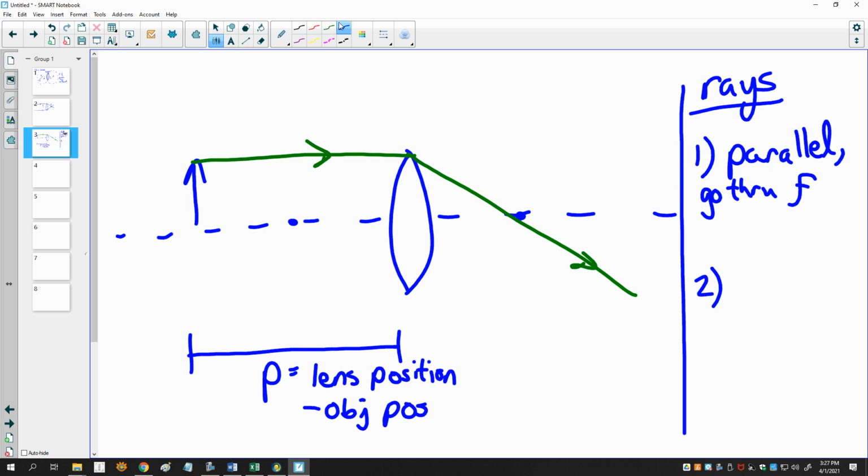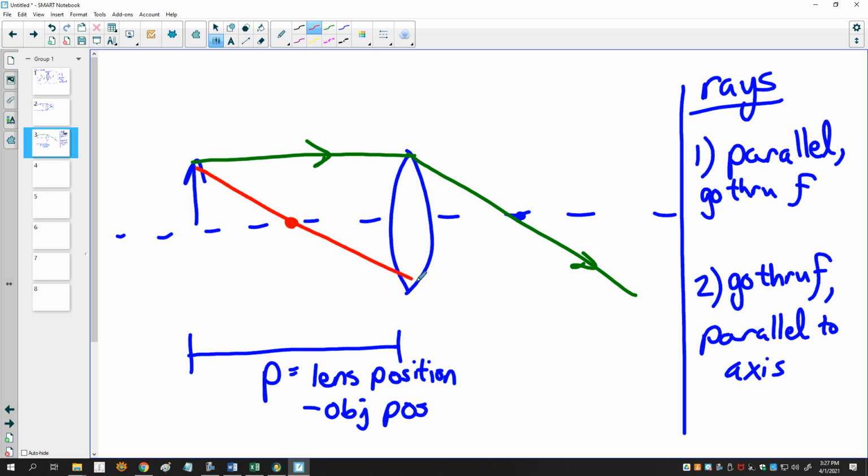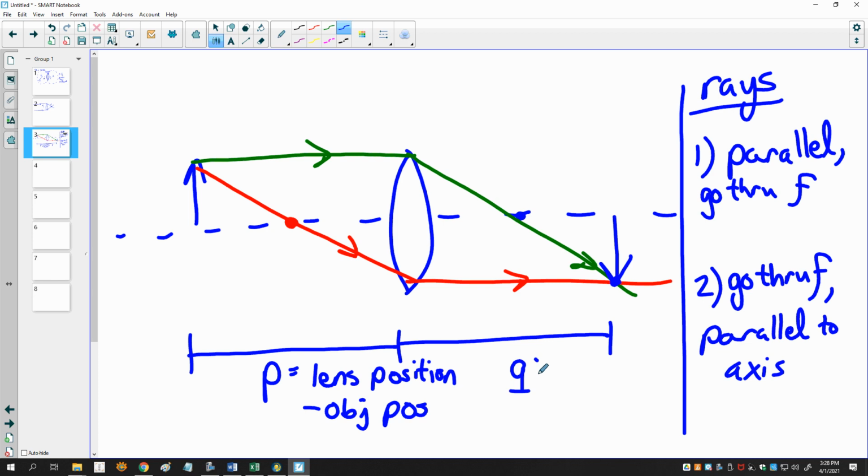And then the other way is just the opposite of this: if I have a ray that goes through the focal point, it will be parallel to the axis. So that other ray, see here's my focal point right here, it'll go through the focal point, and then it goes parallel to the axis. Now, the image for this object is going to be right here where those two light rays cross, and since they cross at a point below the optical axis, that image is going to be inverted or upside down. The distance to this image is called our image distance, that's Q.